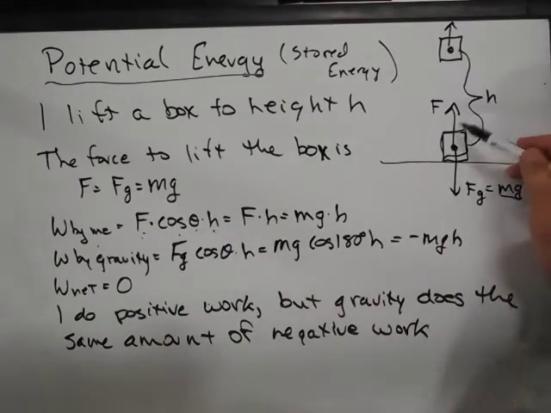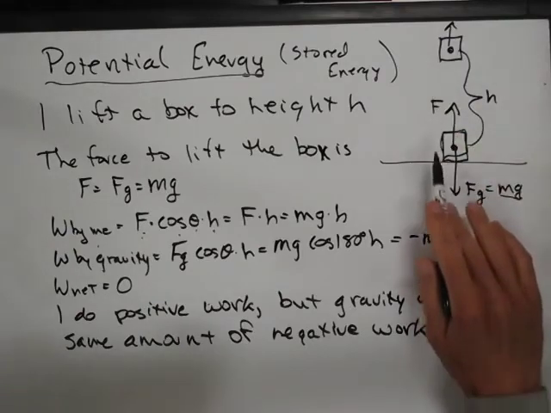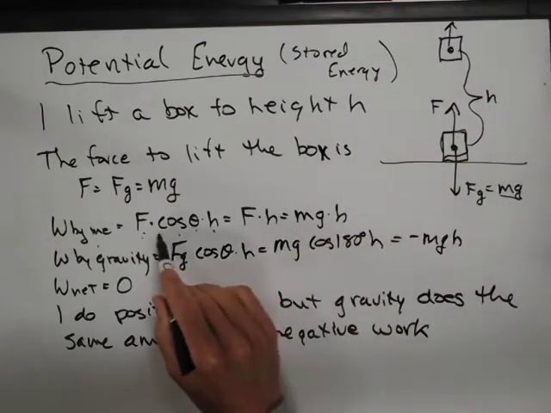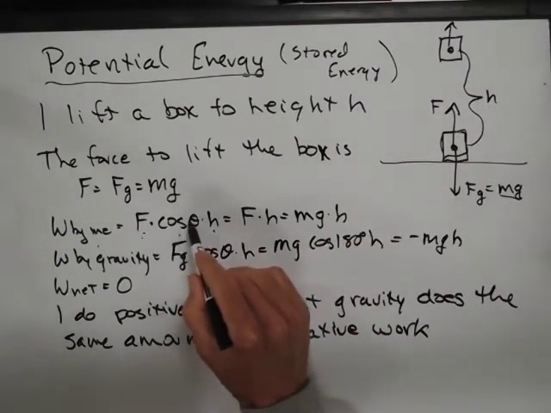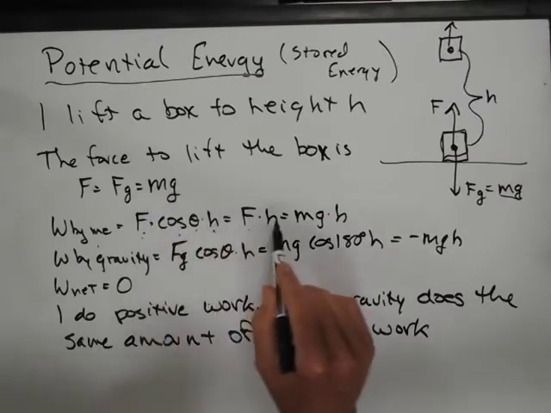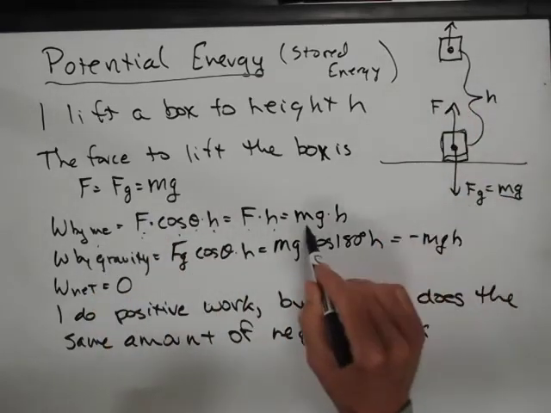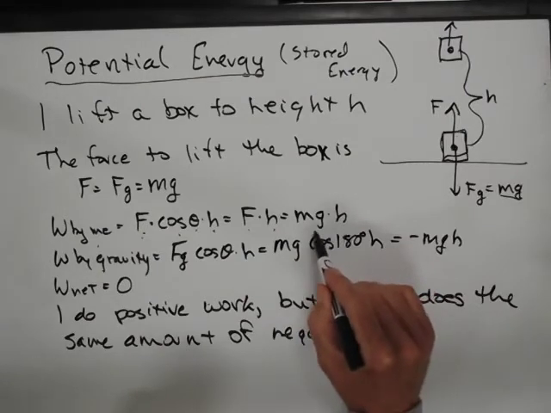The force and the h. But those are in the same direction, right? The box is going up and the force is going up. And so this is just 1, because theta is 0, and cosine 0 is 1. And so that's just the force times the height, but we already said the force was mg. And so the work done by me to lift the box to a height h is mgh. It's just the weight times the height.